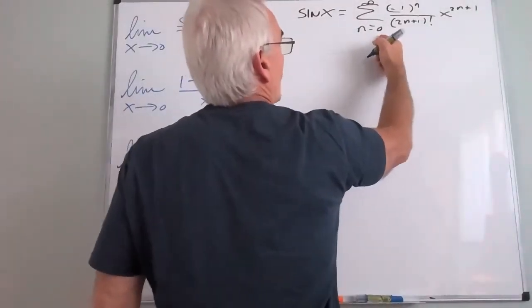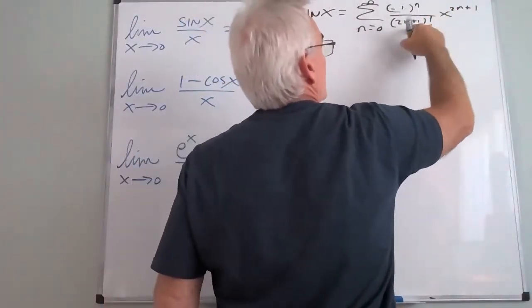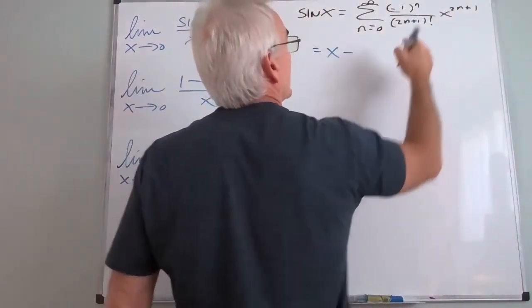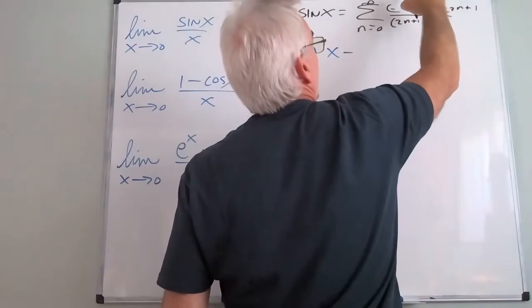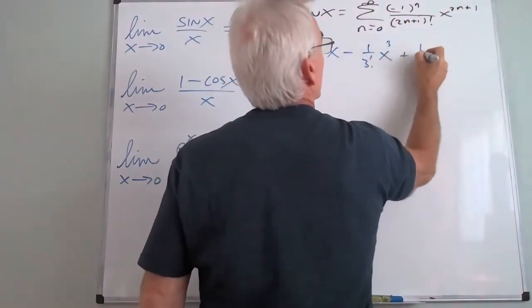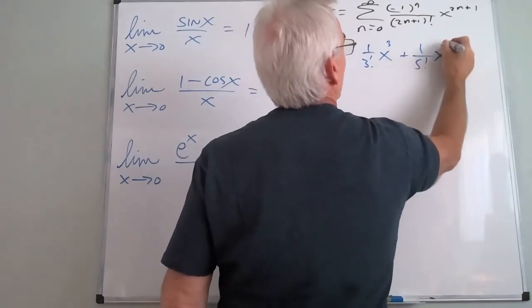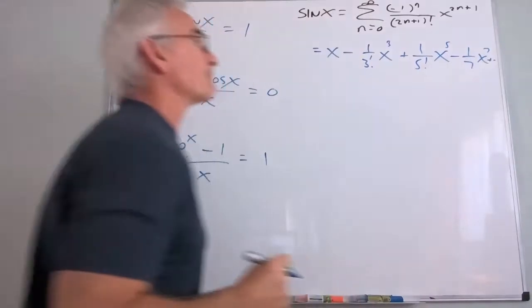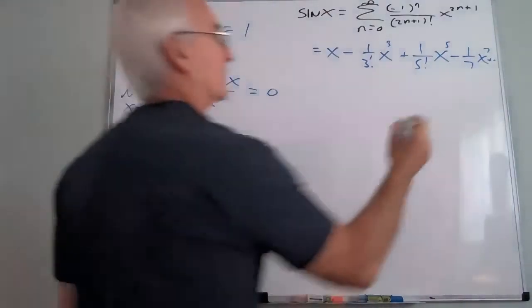Well, when n is 0, I'd have 1 over 1 factorial x to the first. Then when n is 1, I'd have 1 over 3 factorial x to the third, then plus 1 over 5 factorial x to the fifth, 1 over 7 factorial x to the seventh, and so on. Okay, that goes on. There's a dot, dot, dot there. It goes on forever.